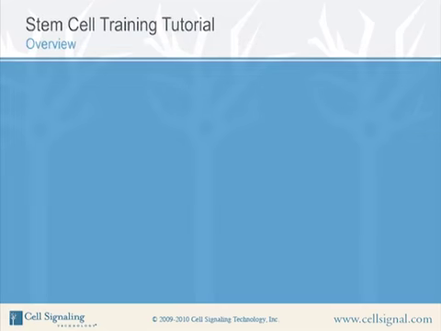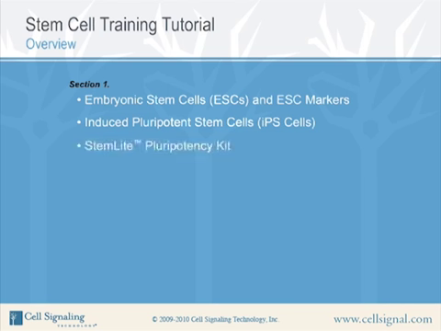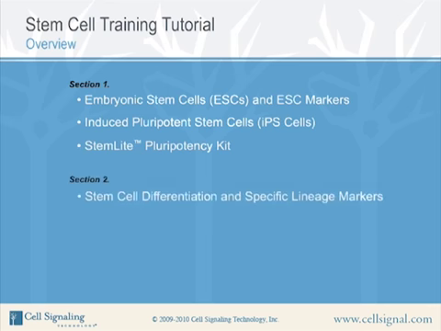This tutorial contains 3 sections. Section 1 provides an overview of embryonic stem cells and ESC markers. This section also includes information regarding induced pluripotent stem cells, also referred to as iPS cells, and CST's new StemLight Pluripotency kit. Section 2 covers information concerning stem cell differentiation along specific lineage pathways and corresponding lineage-specific markers. And finally, Section 3 covers epigenetic regulators and marks commonly found during embryonic development.